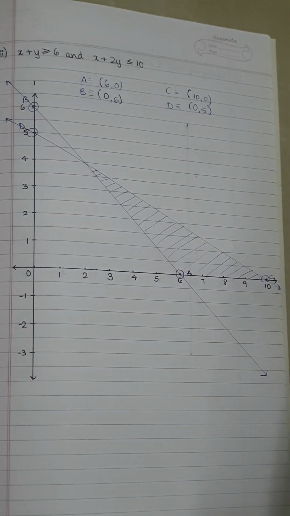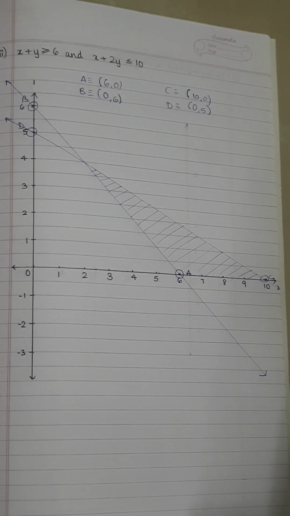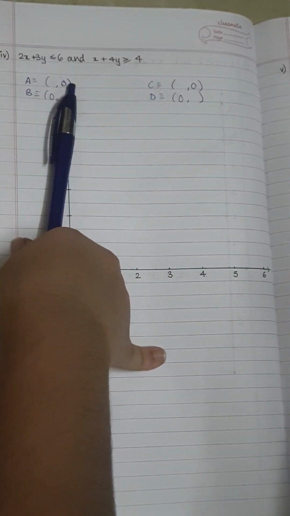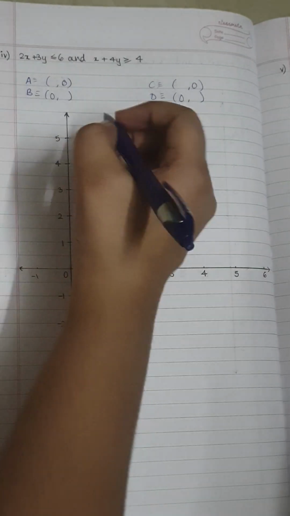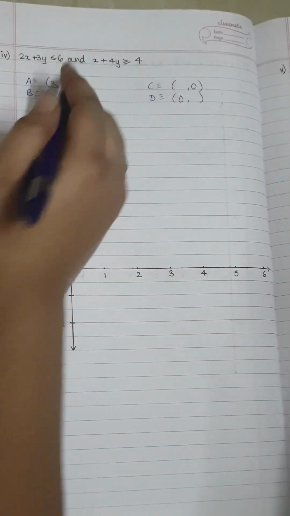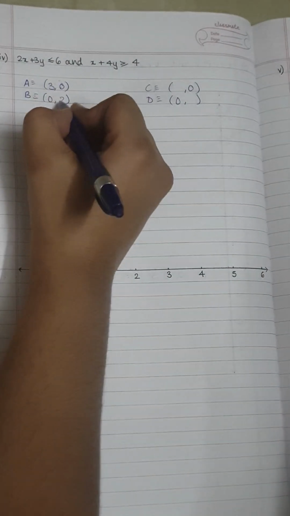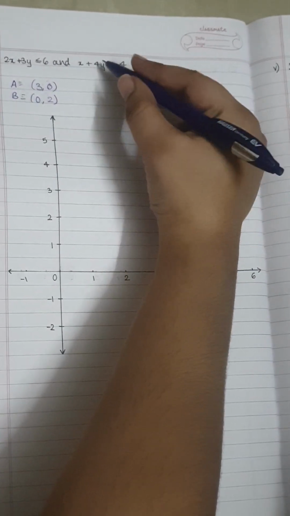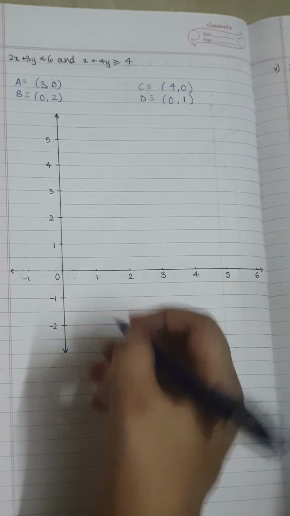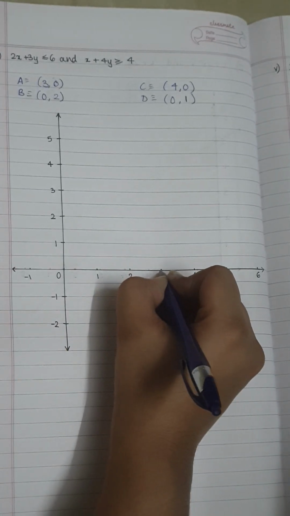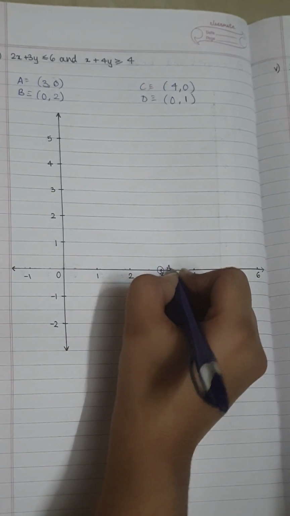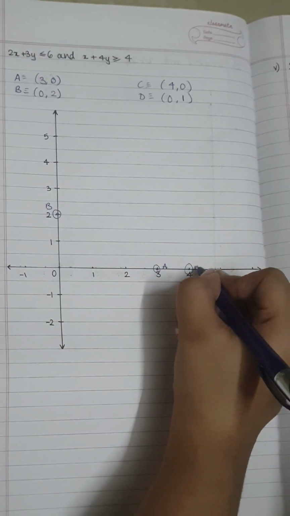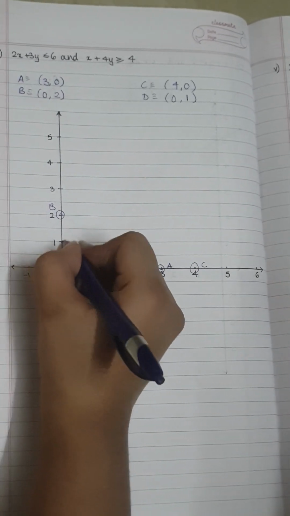So guys, here we have our third sub question. Moving on to the fourth one. Here we have our A, B, C and D. Case 1, what will our A be? If y is 0, x will be 3, and if x is 0, y will be 2. In this case, if y is 0, x will be 4, and if x is 0, y will be 1. Let's mark those points. A is 3 comma 0 here, and B is 0 comma 2 here. C is 4 comma 0 here, and D is 0 comma 1 here.